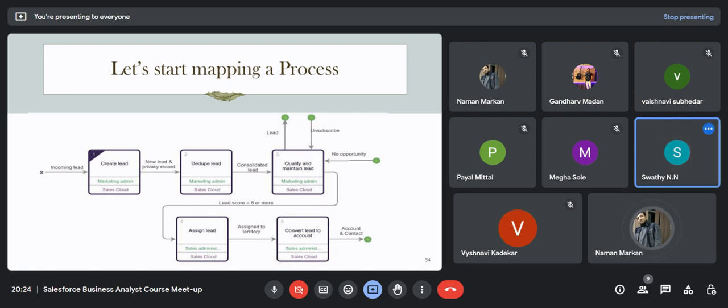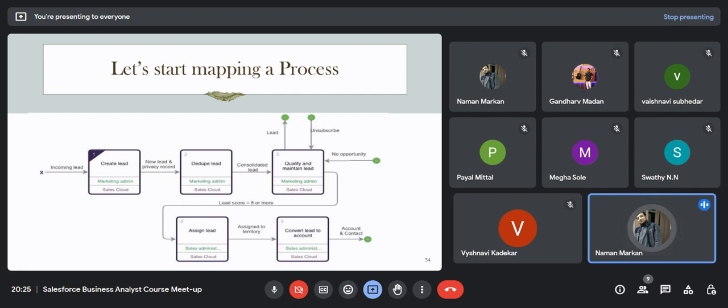Okay, no issue. The thing is, dedupe means whether this particular lead is new for us or has already been existing in our system. There might be a duplicate lead. Let's suppose you worked in a particular account, and in that account there are multiple people involved, multiple contacts, right? So let's suppose one lead already exists as a contact in our system, which might be possible.